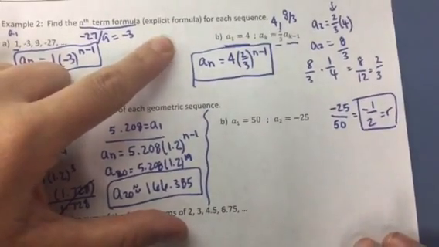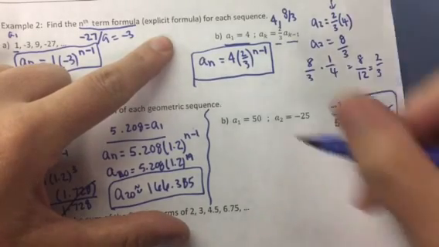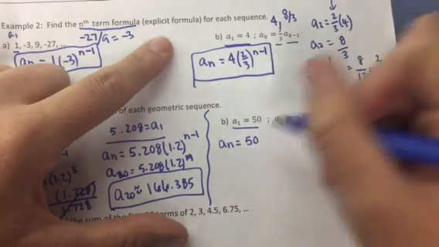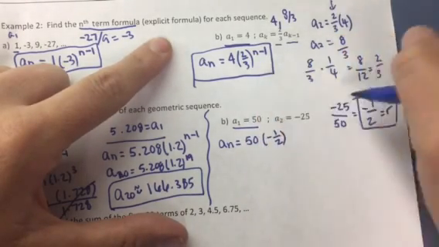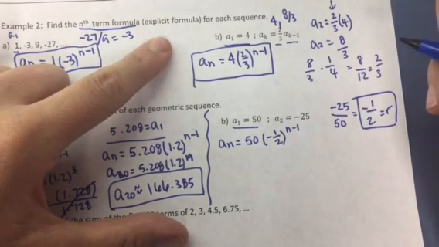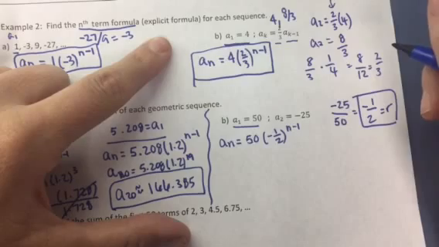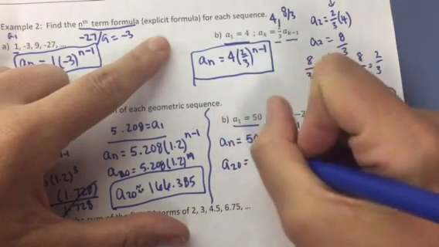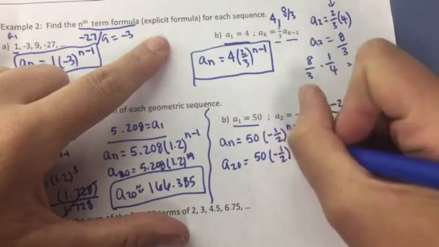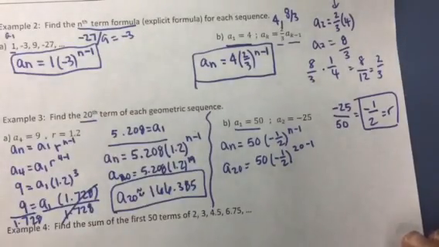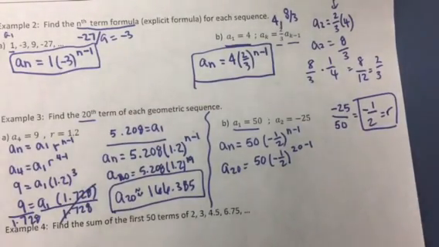All right, so now we could set up our explicit formula that a sub n is equal to a sub 1 times our common ratio to the power of n minus 1. So then to find the 20th term, we'll just plug in a 20. So a sub 20 is 50 times negative 1/2 to the power of 20 minus 1, to the 19th power. And when you plug this in your calculator, you're going to get an answer in scientific notation.